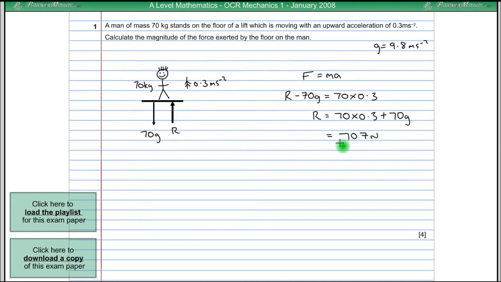And that's a nice straightforward question just to get us started on the exam by applying force equals mass times acceleration.